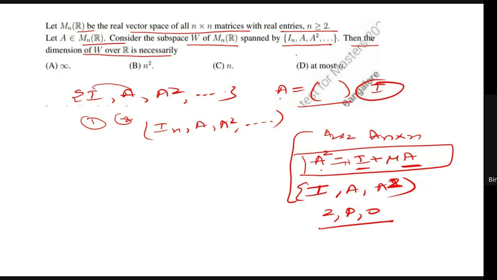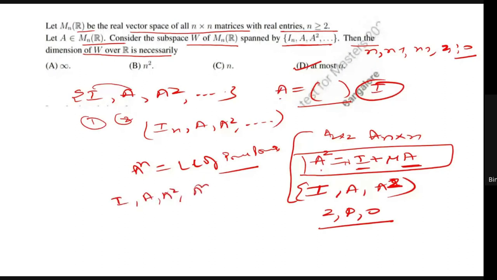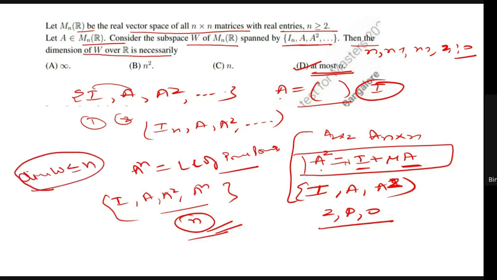Similarly, in the case of n cross n, the dimension of this set is at most n; it may be n, n minus 1, n minus 2, down to 2, 1, 0. So option D will be correct. You got my point? The highest power can always be written as a linear combination of the preceding powers. So the rank of the set I, A, A square, up to A^n is at most n. So we can write that the dimension of W over R is necessarily at most n. It might be 0, 1, 2, up to n.